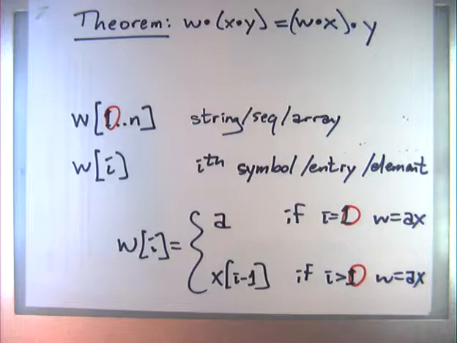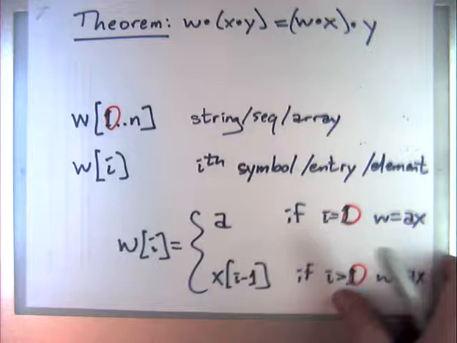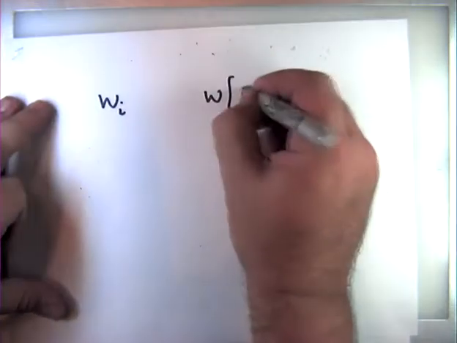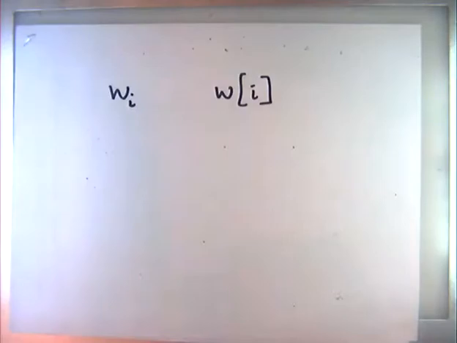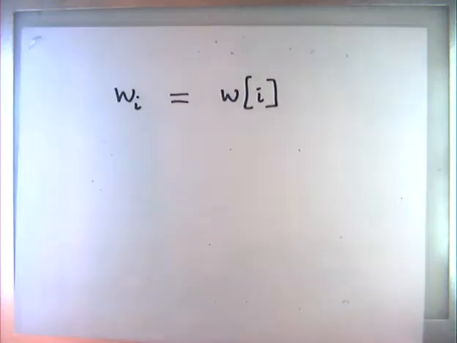Okay? So this is a typographical convention. The way that mathematicians would normally write this is W sub I. The way that we write this when we're writing code is W bracket I. These are synonyms. They mean exactly the same thing. And the reason why we use brackets is because there is no subscript key on a typewriter. That's it. That's why. Okay?